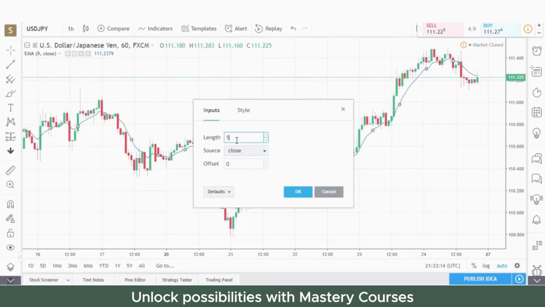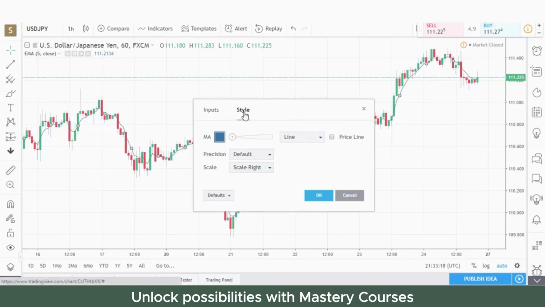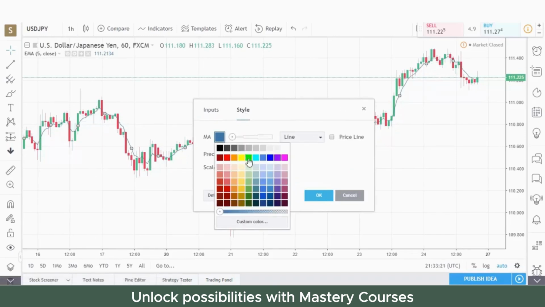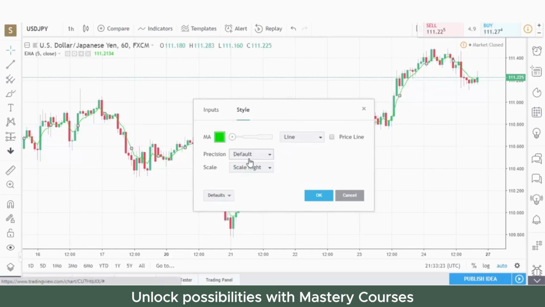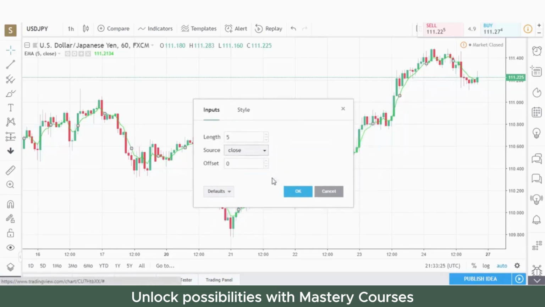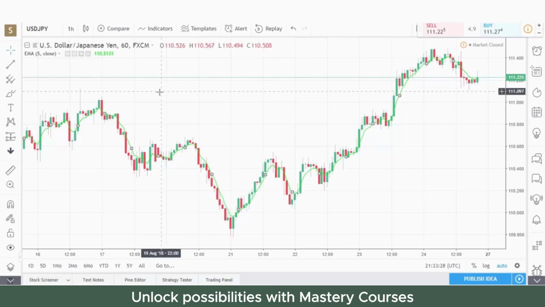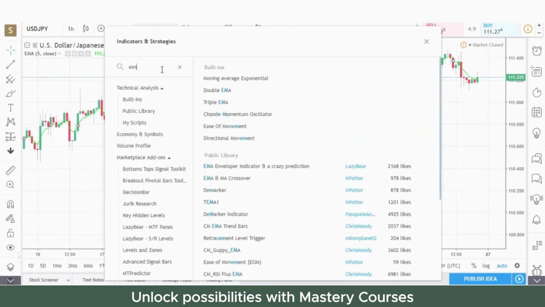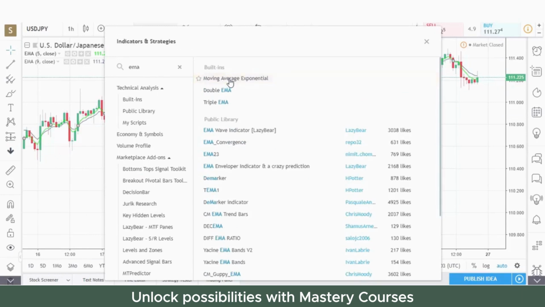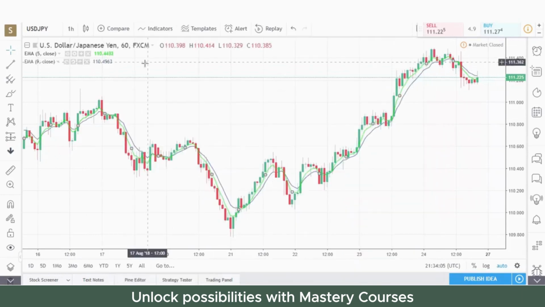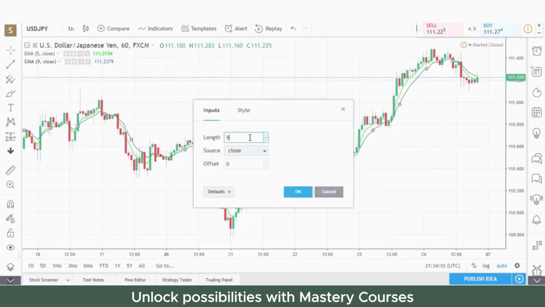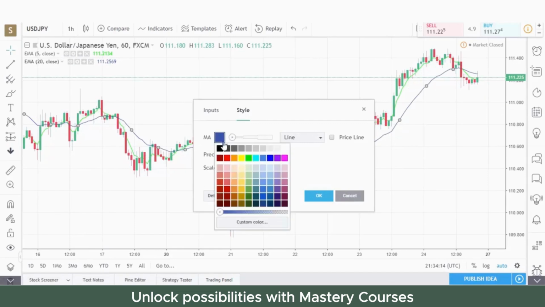So we'll start by clicking on Format, and we'll make this our fast line. And we'll make it a 5. And then for style, we're going to make this a green line. I hit OK. And now we're going to hit indicator again, EMA. This is going to be our second slow line. So go here to Format, and we'll type in a 20. And we're going to make this a red line.